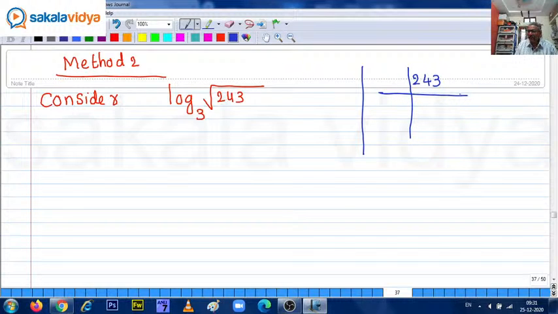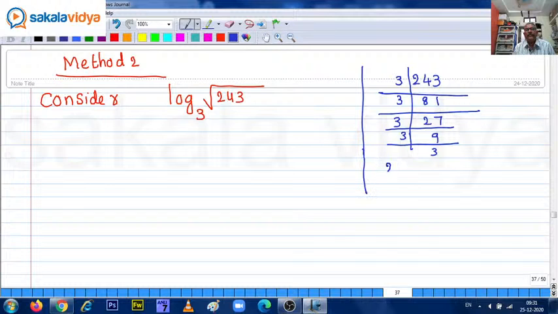243 is not divisible by 2. So try with 3 first of all. 3 8s are 24, 3 1s are 3, 3 2s are 6, 21, 3 7s are 21. Next 3 9s are 27. Next 3 3s are 9. So this 243 is equal to, we can write, 3 raised to 5.